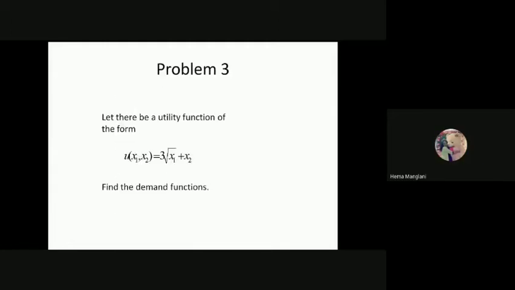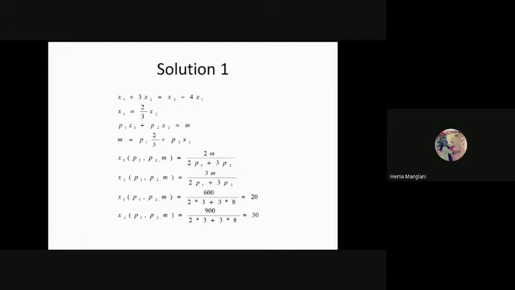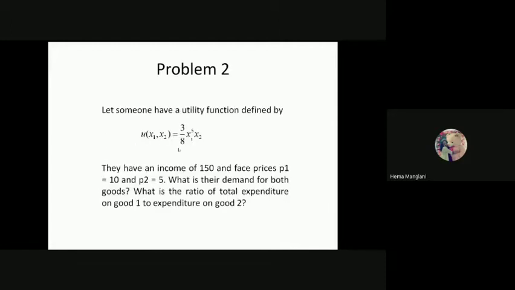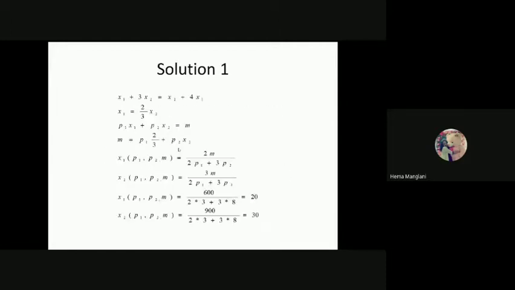Now we have here solution one of this problem, where the individual has this utility function. I hope you all have cleared this. We just go through it very quickly, because we have preferences like this. So x1 plus 3x2 will be equal to x2 plus 4x1. Why is this so? Because minimum was written in your utility function, which shows that it is the form of perfect complements. So both of the functions would now be equal to each other. This gives you x1 equals 2 by 3, and this is the x2.